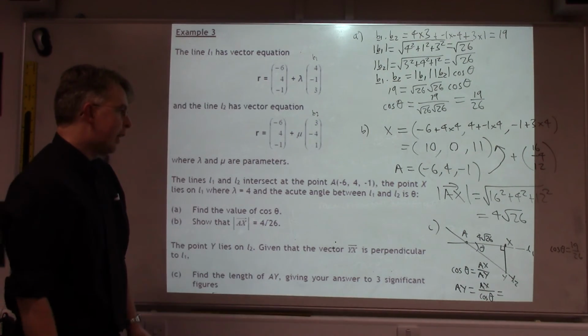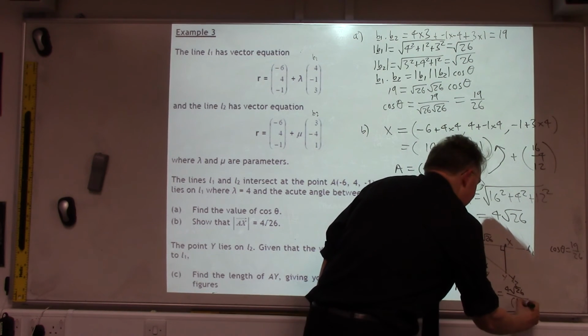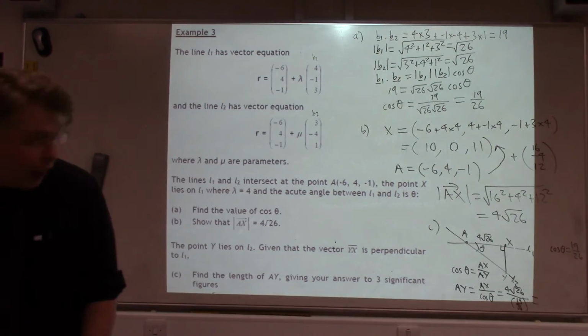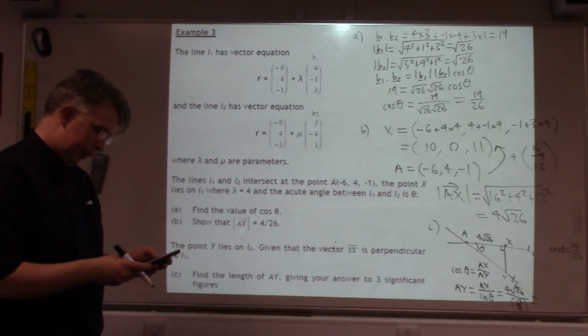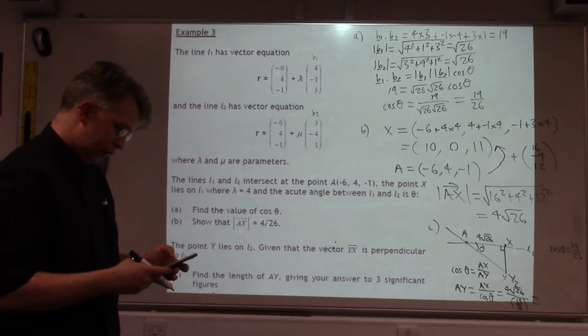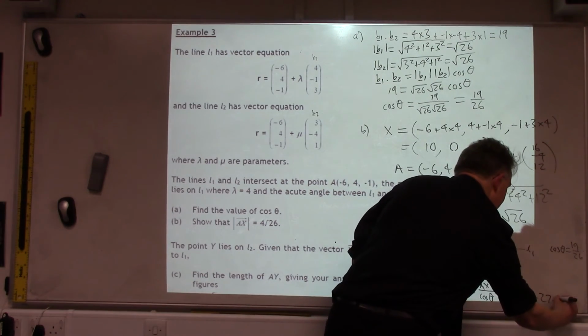So A to X is 4 root 26, divided by 19 over 26. We'll get our calculator and we'll get our answer. And to 3 significant figures, 27.9.